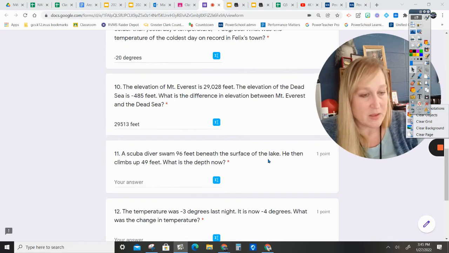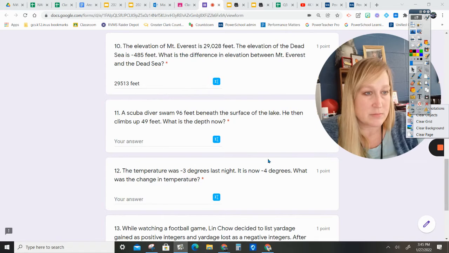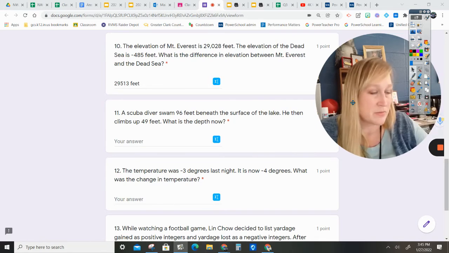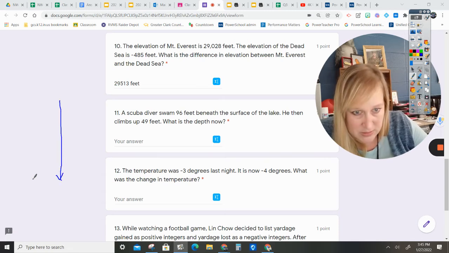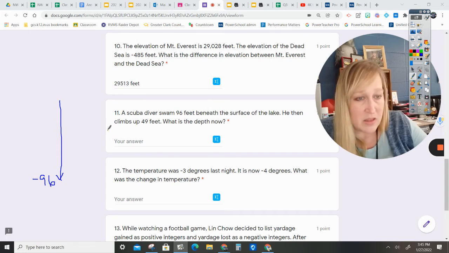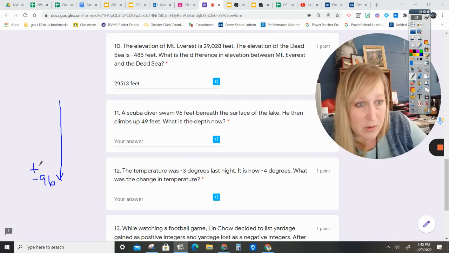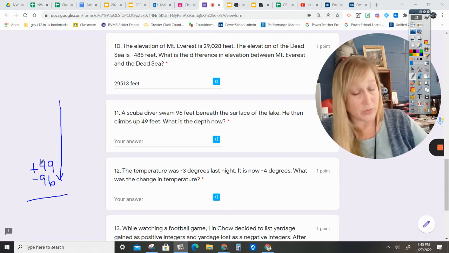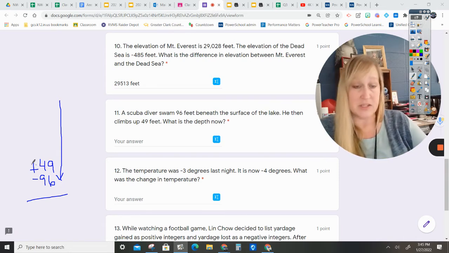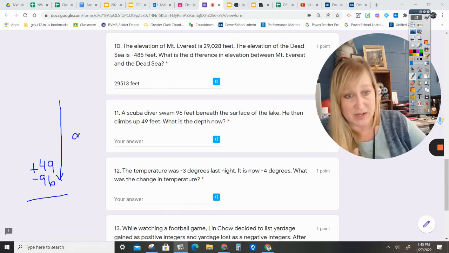Okay. Number 11. It's another picture. So a scuba diver swam 96. So that's -96. Okay. He then climbs up 49 feet. Okay, so this is an obvious one. They are different. We have a positive 49 and a -96. So since they're different, I need to subtract them.